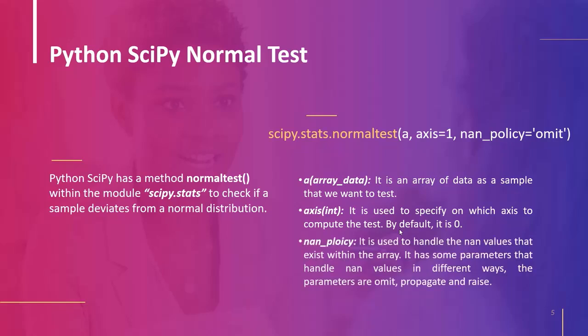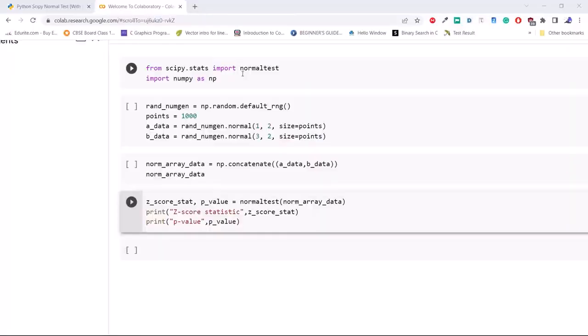None policy is used to handle none values that are contained within an array. The following options are available: propagate, raise, and omit. Let's understand with an example how to check the normality of data. Import the required methods or libraries.